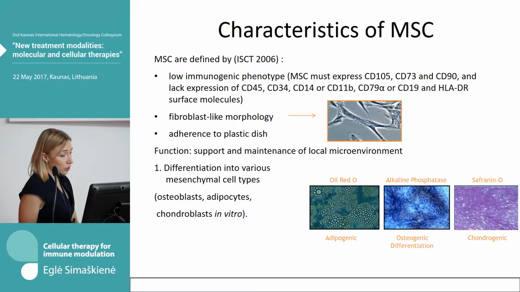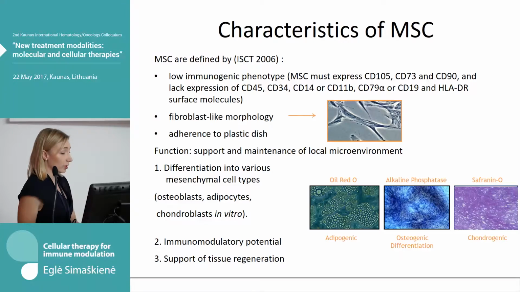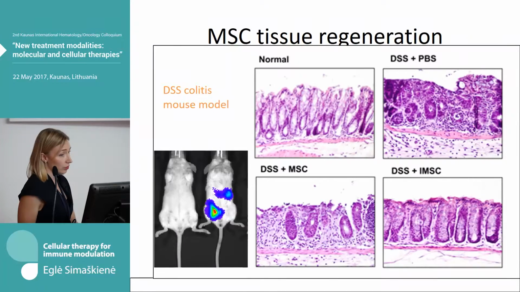Among the main functions, there is differentiation into various mesenchymal cell types, as I mentioned: osteoblasts, adipocytes, and chondroblasts. These MSCs have immunomodulatory potential, and they also support tissue regeneration.